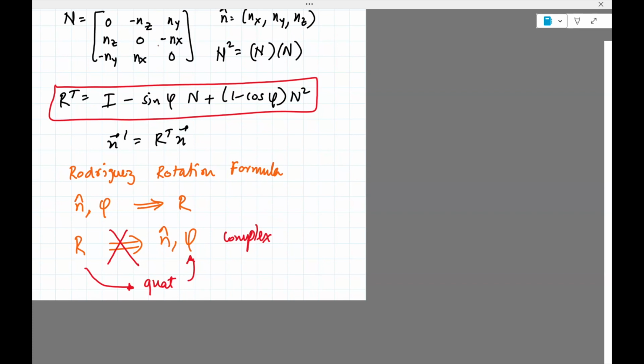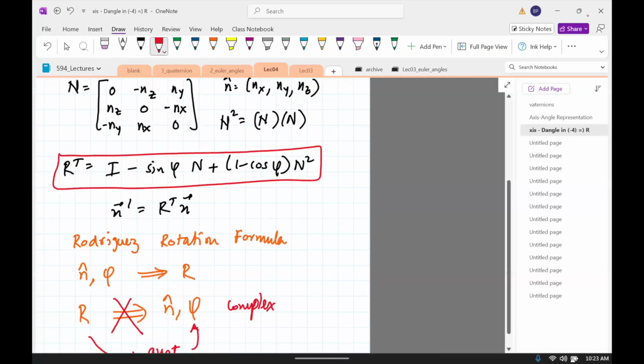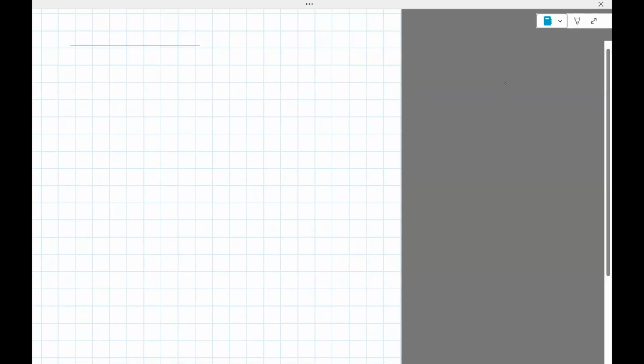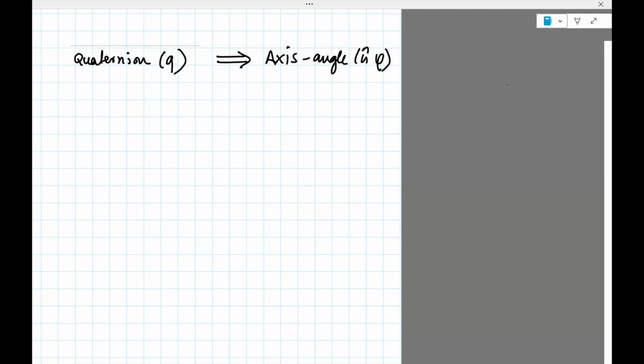Okay, so that gets us to the next part, which is how is the quaternion connected to n and psi? This is how they are connected. Here we're going to take the quaternion, let's call that q, and then we'll show that you can actually compute the axis angle. But you can also go in the reverse direction. It's super easy. You can go either way, back and forth. So this is how it is done.